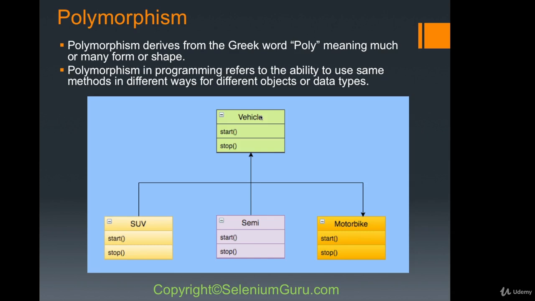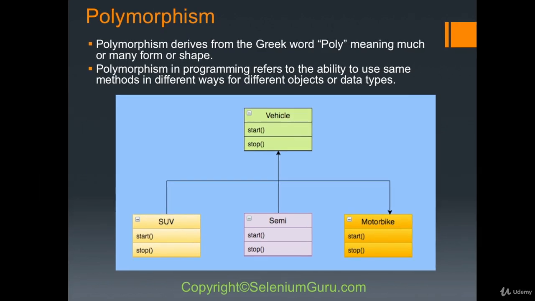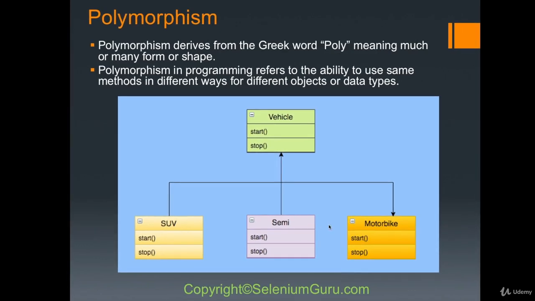Okay, that's also a view of inheritance. You can see here, I've got this vehicle class. It has start and stop. Now, SUV, semi, and motorbike are the child classes of vehicle, right? They also have the start and stop. All these classes have start and stop. However, they operate differently than vehicle, right?